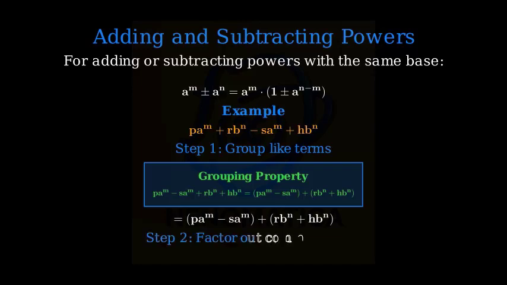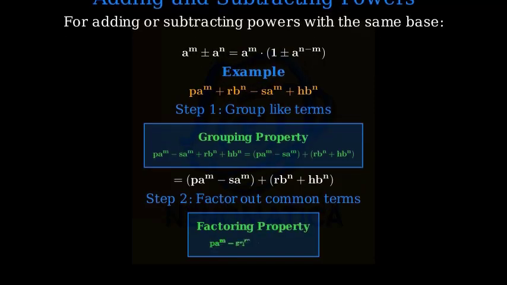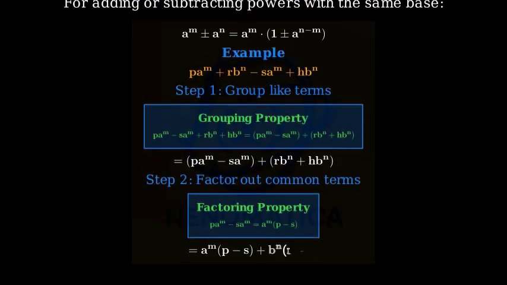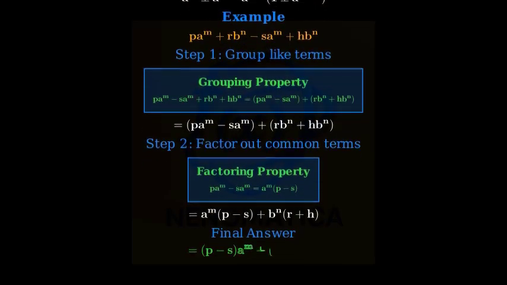Now we can factor out the common terms. From the first bracket, we can factor out a to the power of m. From the second bracket, we can factor out b to the power of n. So our final answer is a to the power of m times p minus s plus b to the power of n times r plus h. This shows how we can simplify expressions with powers by recognizing and grouping like terms, then factoring out common bases.